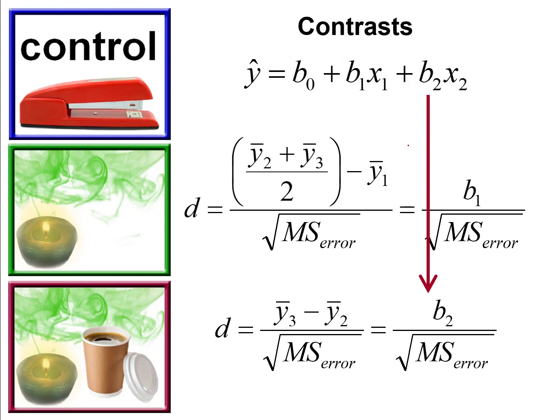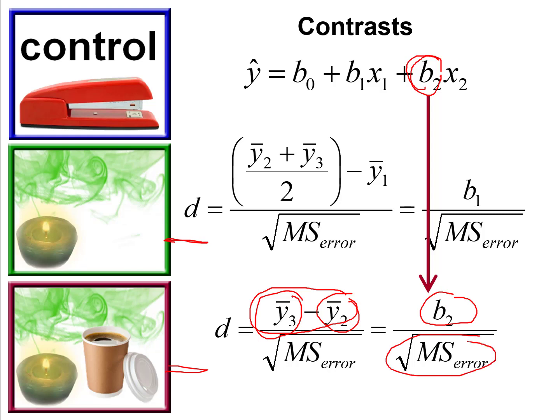And then for our second contrast, for beta 2, recall that beta 2 is giving us the size of difference between our two treatment groups, our regular treatment and our enhanced treatment, the mean for group 3 minus the mean for group 2. And so if we take that beta 2, the size of difference between those two groups, divide by the square root of the mean squared error, which is our pooled within group variance, we get the D statistic for that second contrast.